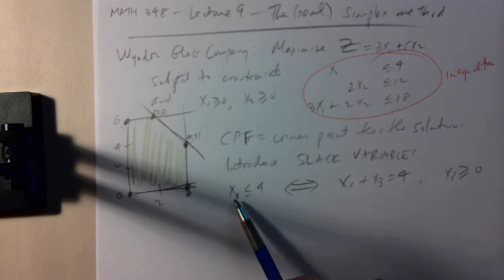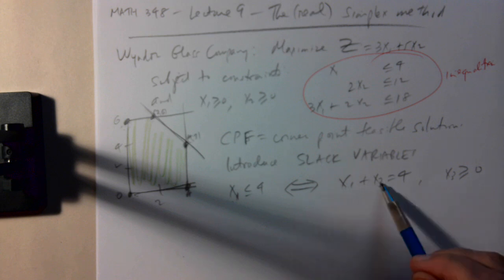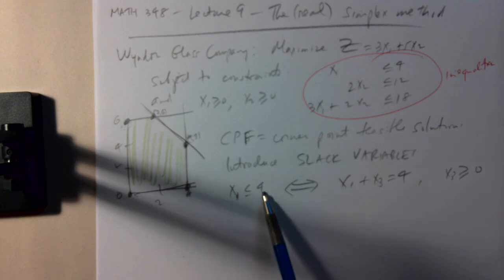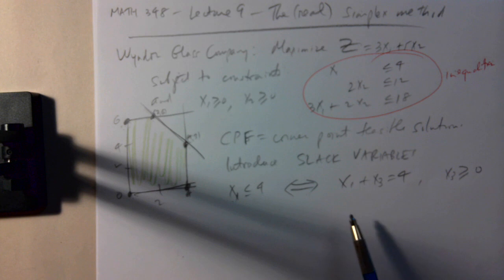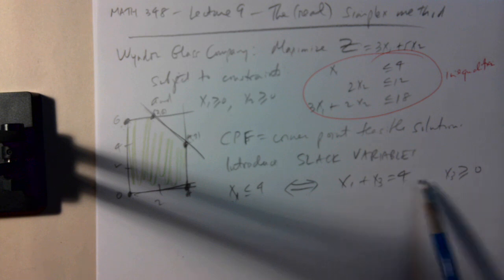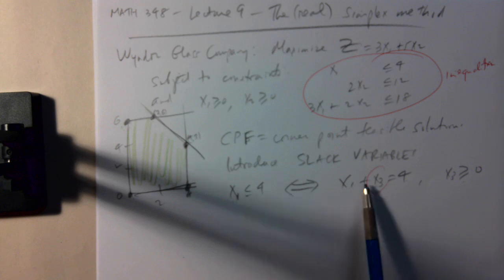For example, if x1 is 2.5, then if you let x3 be 1.5, you get x1 plus x3 is 4. If x1 is less than or equal to 4, x3, which is 4 minus x1, will be non-negative. And conversely, if x1 plus x3 equals 4 and x3 is greater than or equal to 0, then x1 is less than or equal to 4. So this x3 is called a slack variable, and it changes this inequality to this equality, to this equation.